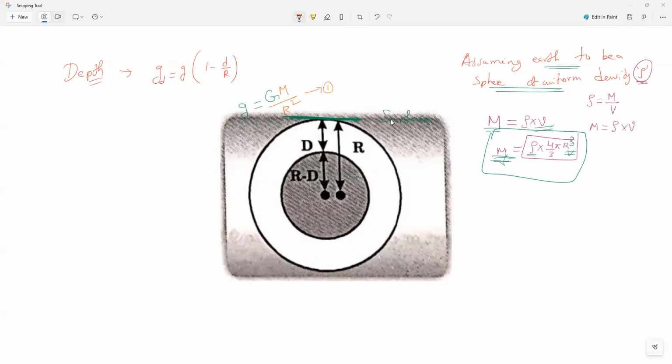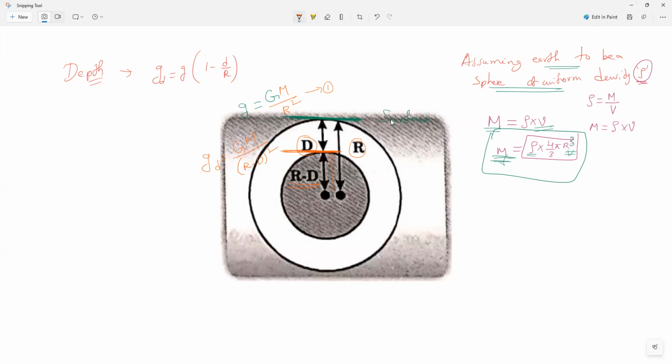Next, now I dug into the Earth and finally reached this place. I traveled a distance d, the depth, inside the Earth. Then what is the remaining distance from the center? Total is R and I traveled d distance. The remaining distance is R minus d. Am I right or wrong? So at this depth, what is the g formula? Capital G into capital M divided by (R minus d) whole square.